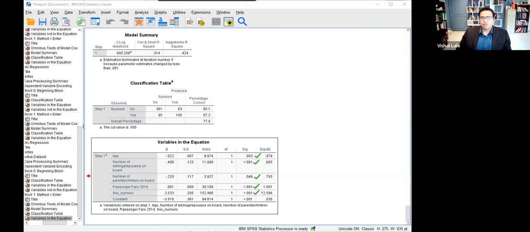Okay, let's move along to look at strength of effect. In terms of strength of effect, the strongest predictor here is, let's get this, gender, followed by passenger fare, followed by siblings and spouses on board, age, and then finally number of parents and children on board.